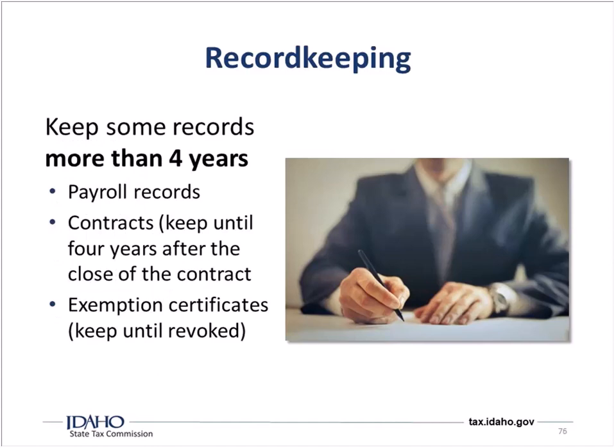Some stuff you're going to want to keep more than 4 years. So all of your payroll records. Any contracts, I would keep those until 4 years after the close of that contract. Those exemption certificates, the ST 101s that we talked about, and the 103Cs if you get them, I would keep those until they're revoked. They don't expire. So until the person who gives you that contacts you and says, hey, I'm revoking this, usually it's I'm revoking this and I'm giving you a new one, hang on to it.